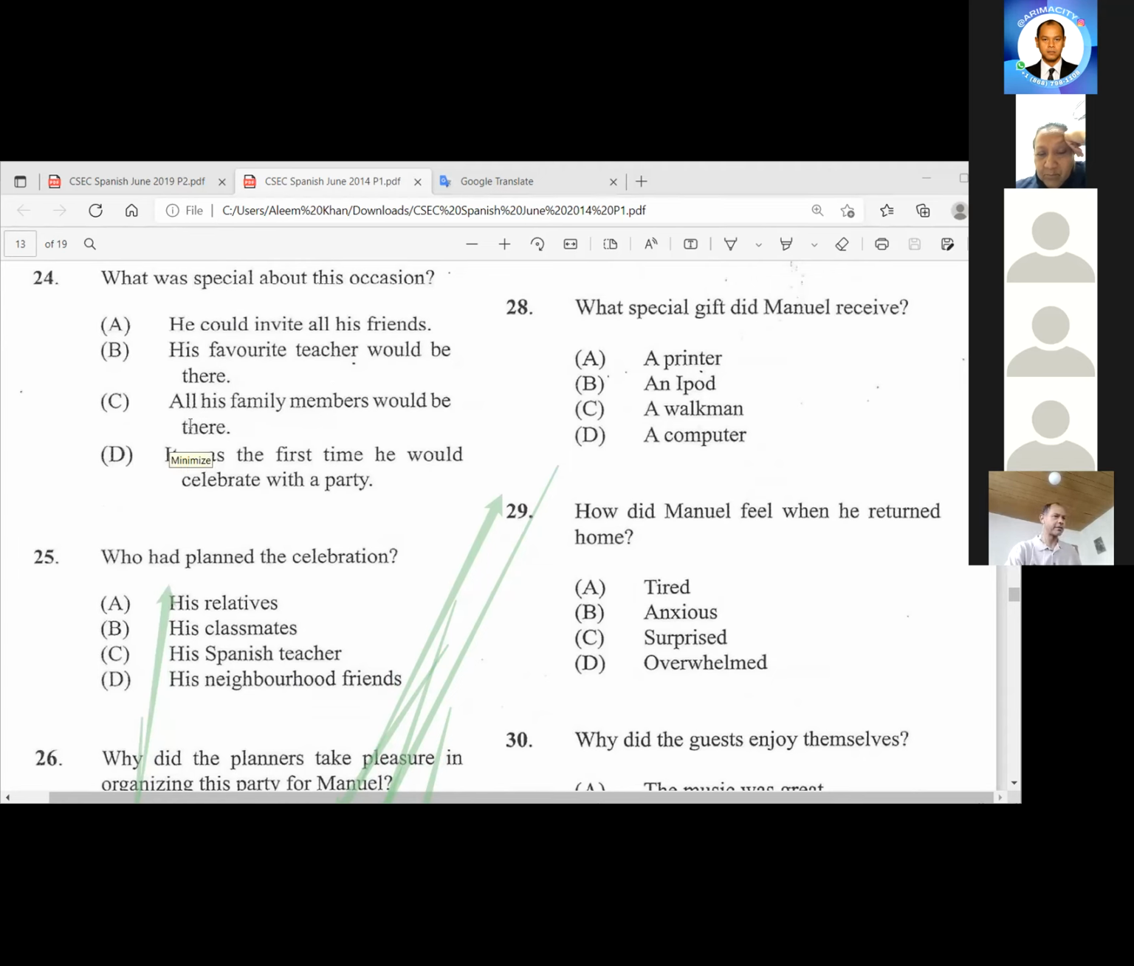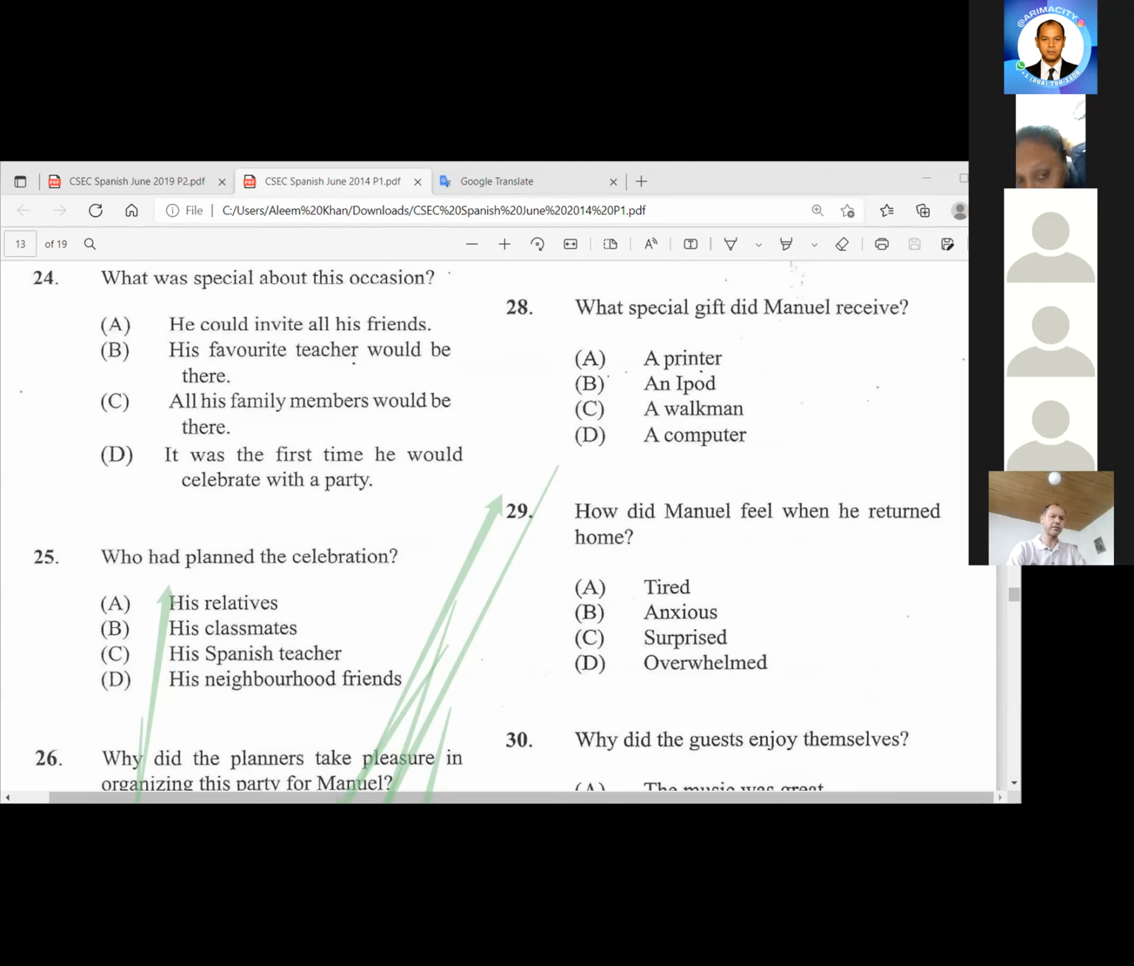It was the first time he would celebrate with a party. All right. It could be, but that is a good guess. Let me help you look for some clues. Juan Diego puede invitar is to invite. Invitar is to invite. And amigos is his friends. Friends, right? Cumpleaños is birthday, right? Now it could be it was the first time he would celebrate with a party, but we don't know that from the sentence.